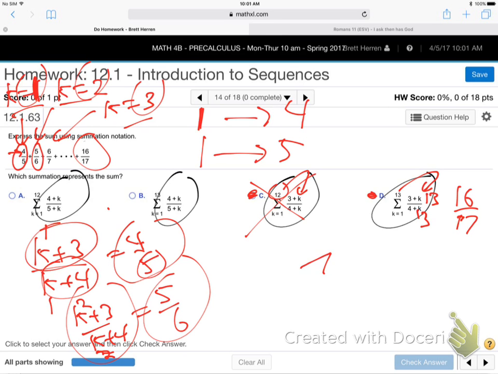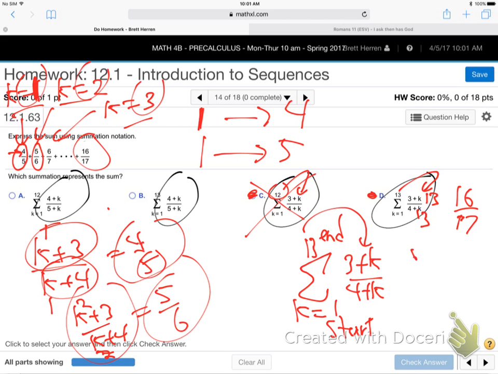Remember when you do the summation notation, the number on the bottom is where you start. The number on the top is the end. It's the last thing you plug in. Right? Last thing you plug in is 13. You're going to get 3 plus 13 over 4 plus 13, 16 over 17. Make sense? Are we good? Can we move on?